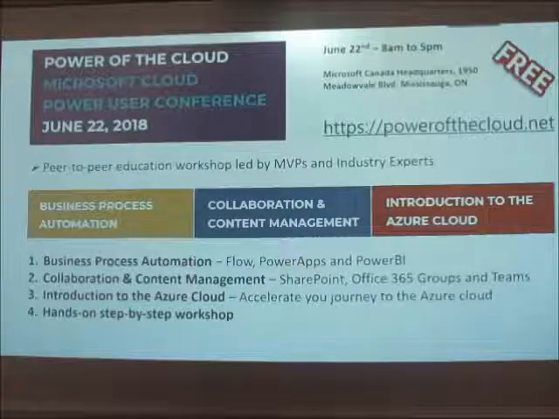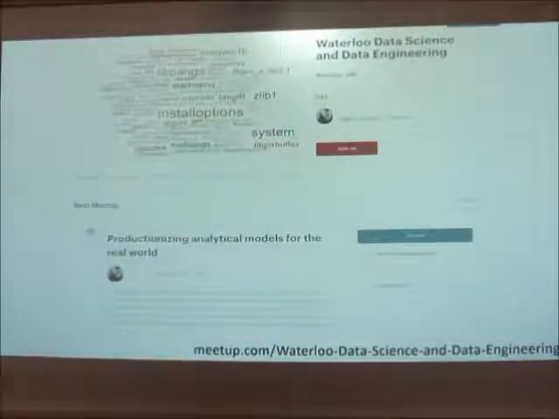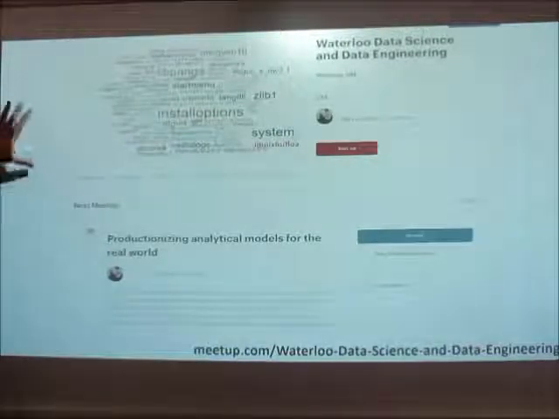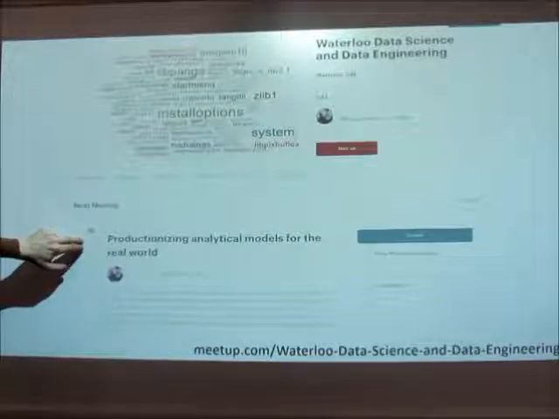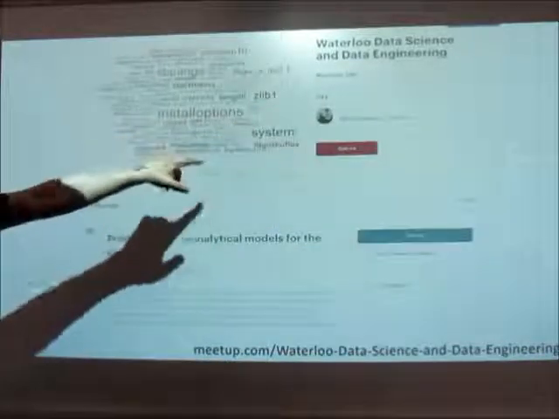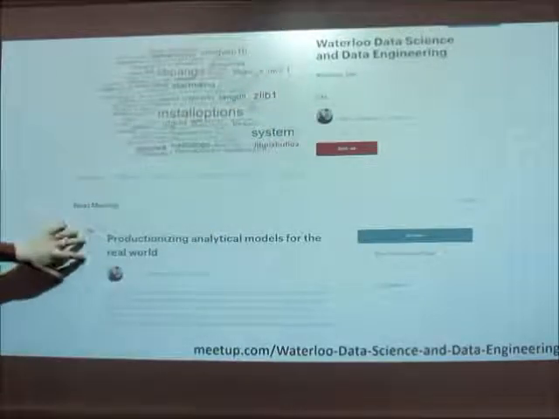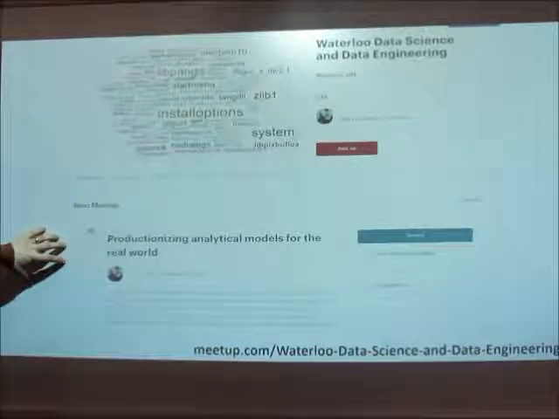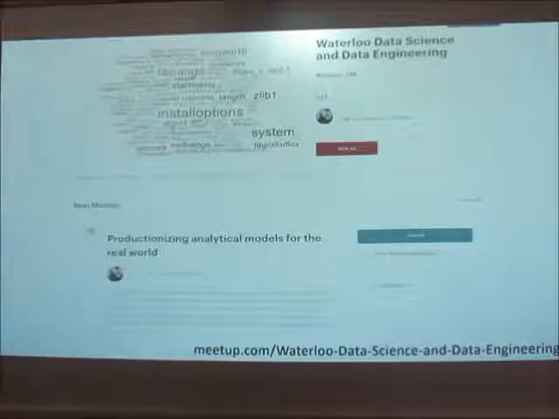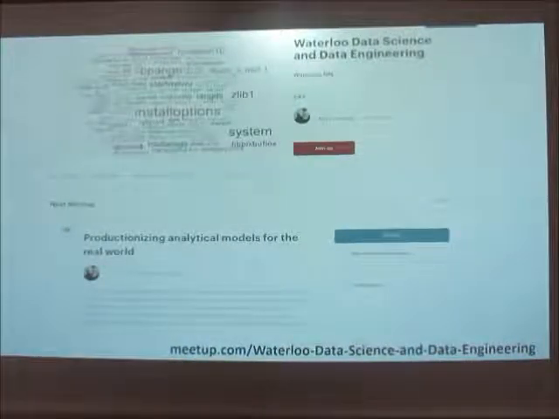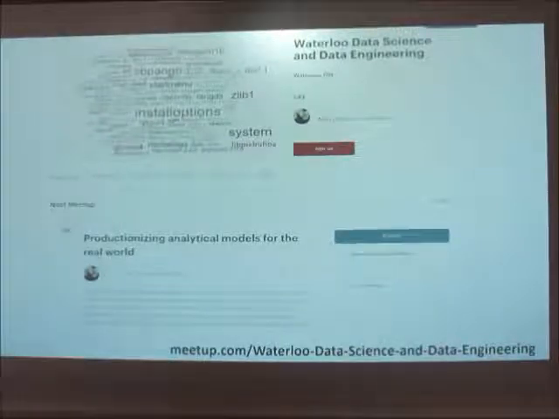We talked about the power of the cloud, and that's June 22nd. As well, Mary, who runs multiple groups, is speaking on Thursday, April 26th, at the Waterloo Data Science and Data Engineering Group. They already have 543 members, so they're doing really well. The topic is productionizing analytical models for the real world. You can build analytical models with Azure Machine Learning Studio, and I will explain how to convert them to a web service and then call them from your web application. This is at the New Terminal Building on King Street West in Kitchener. Here's the meetup link at the bottom, or you can talk to Mary in person before she leaves.